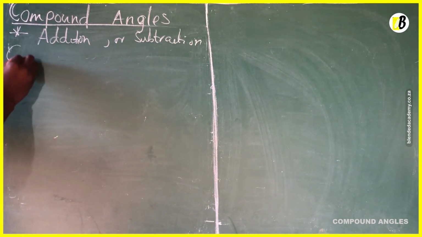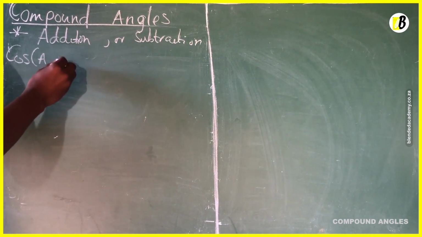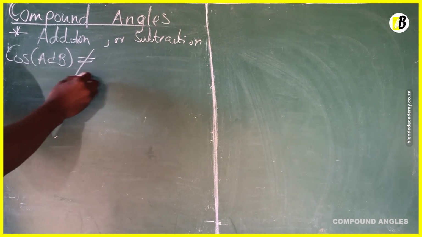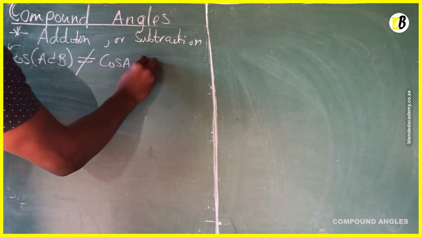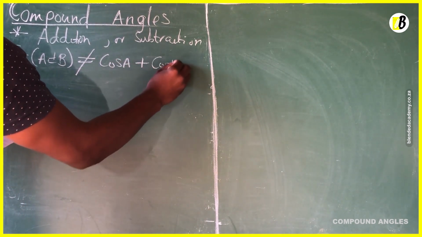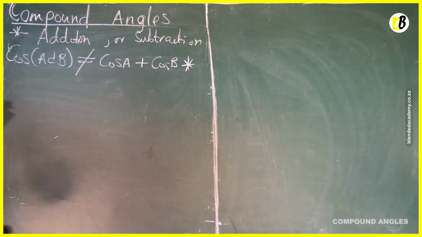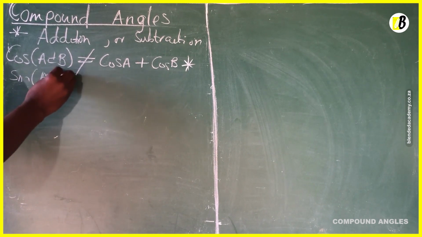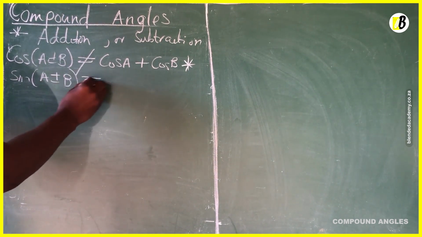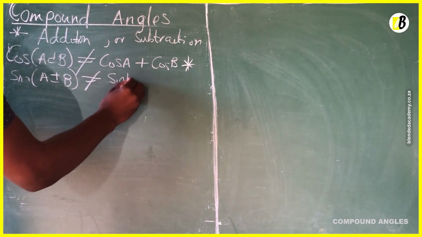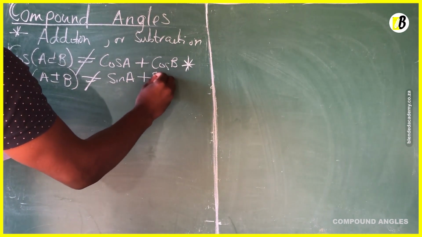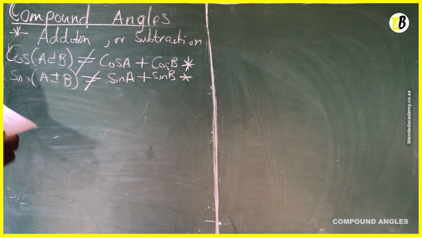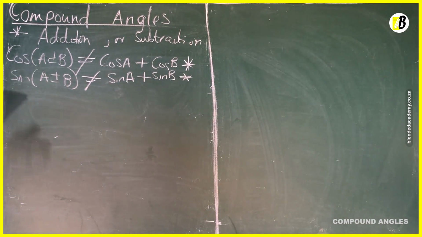For example, if you have something like cos A plus or minus B, you need to remember that this is not equal to cos A plus cos B. This is very wrong. And also, if we have something like sine A plus or minus B, this is not equal to sine A plus sine B. This is also wrong. You need to use compound angle formulas in order to solve compound angle problems.